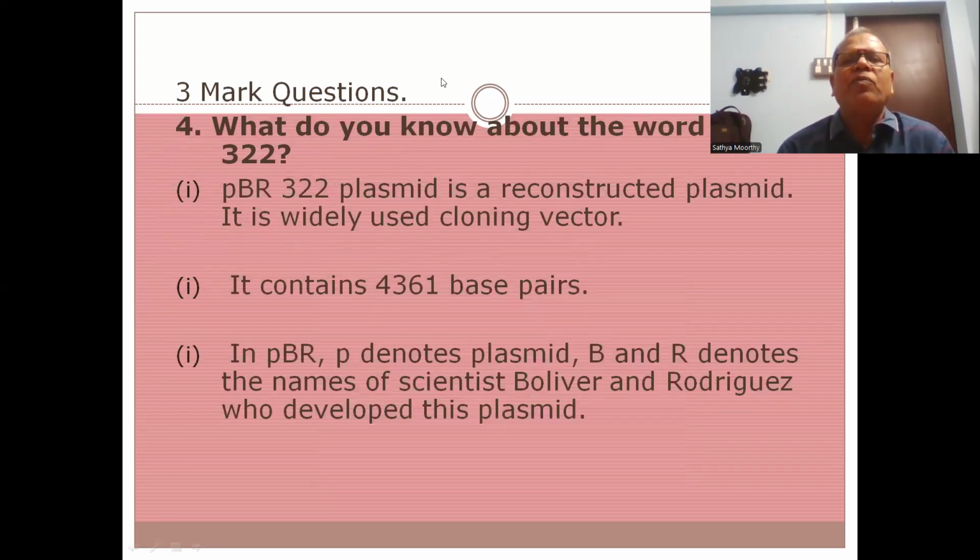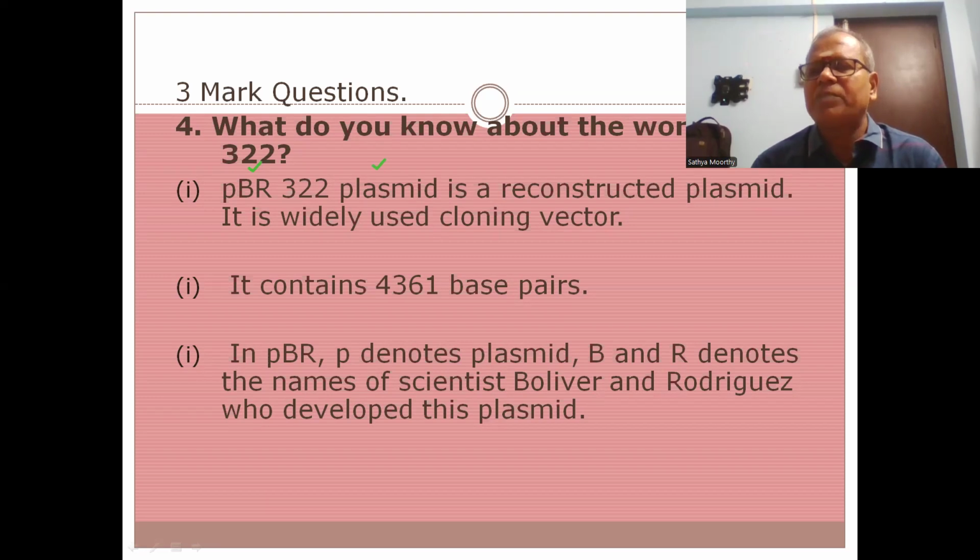Next question for you. What do you know about the word PBR322? PBR322 is a plasmid. Plasmid is a non-genomic DNA or extrachromosomal DNA present in the cytoplasm of bacterial species. It is an artificially or lab-made plasmid, PBR322. It's a reconstructed plasmid in the lab. It is widely used as a cloning vector in genetic engineering.